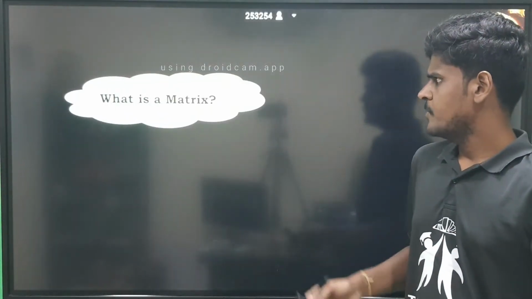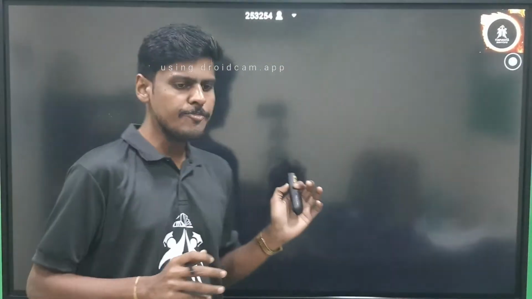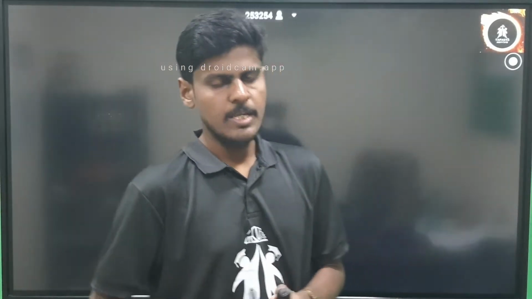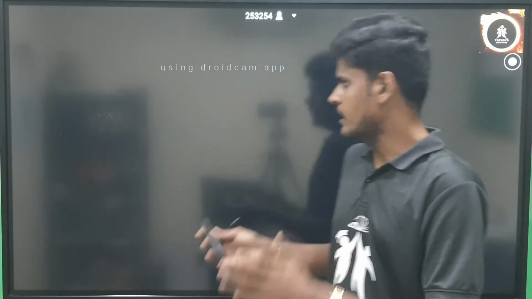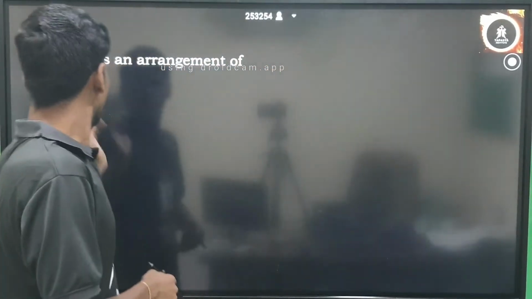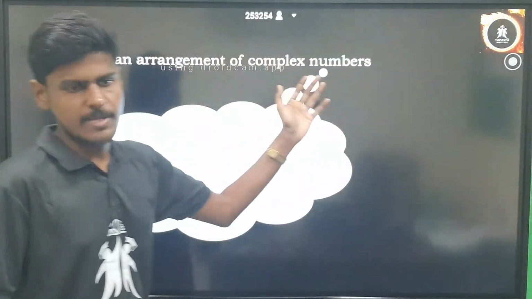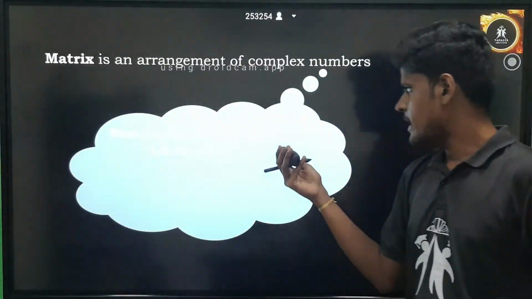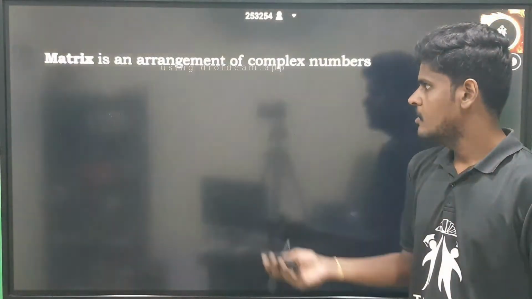Okay. Now what is a matrix? Matrix is nothing but an arrangement of elements in rows as well as in columns. It need not have any meaning, or it may be numbers or letters or symbols or anything. Now matrix is an arrangement of complex numbers. That is, complex numbers in itself include real numbers also. So it can be real or complex, imaginary numbers.